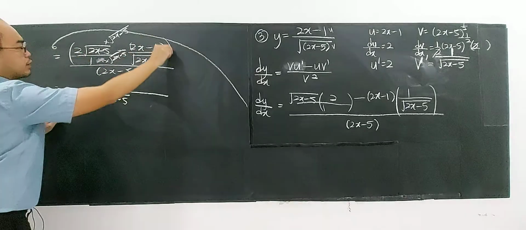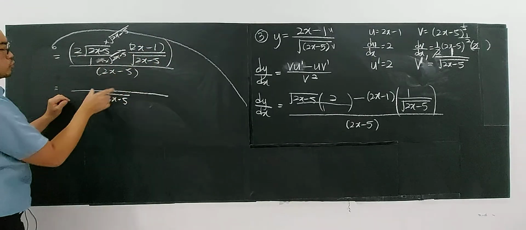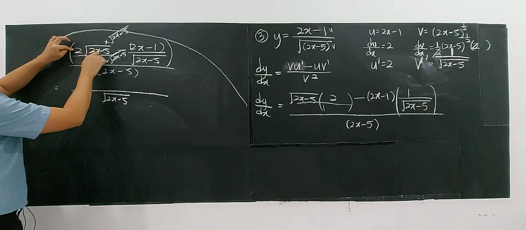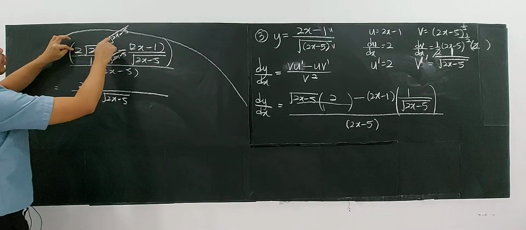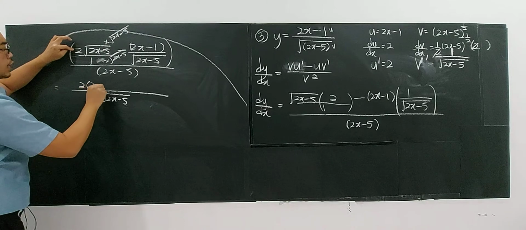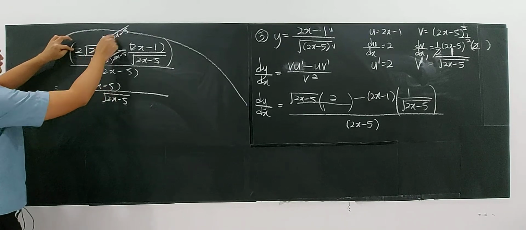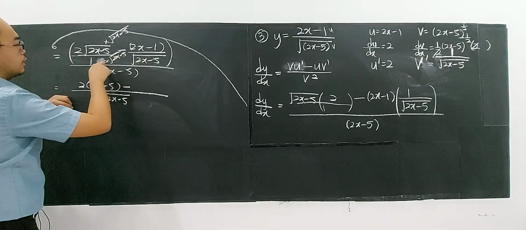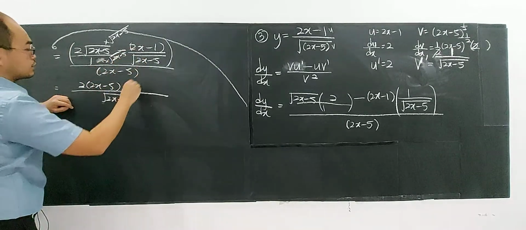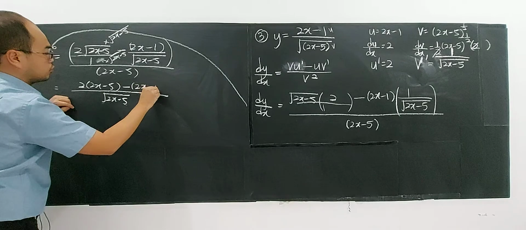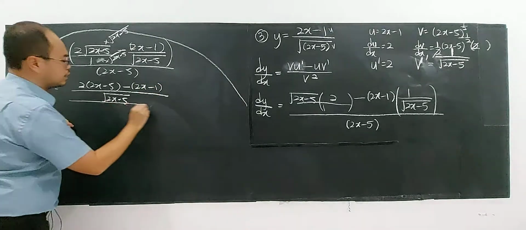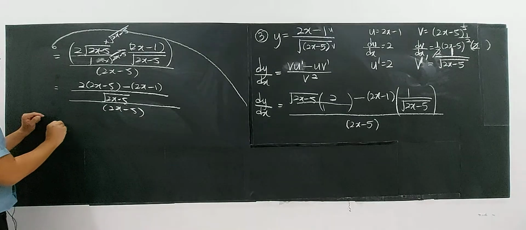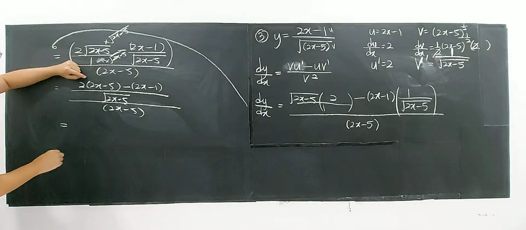Now for the numerator, you have square root of 2x minus 5 times 2x minus 5 square root, so on top you have 2 times (2x minus 5), since square root of a times square root of a gives a. So minus 2x minus 1. Don't forget to put the bracket. And you divide again by 2x minus 5. Okay, we further simplify and see what we will get.